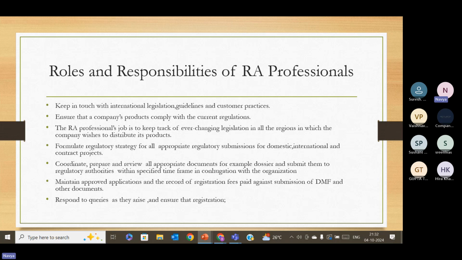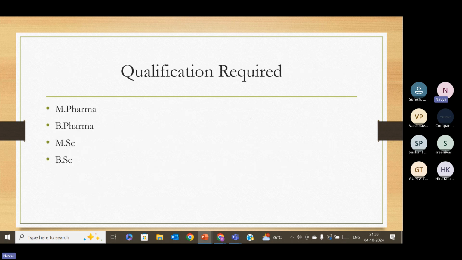Example, the dossier, submit them to regulatory authorities within specified time frame, maintain approved applications and records of registration fees paid against the submission of DMF or other submissions, respond to the queries as they arise. So when we submit, there are some queries which come, so we have to reply to those queries. So these are all roles and responsibilities of RA.